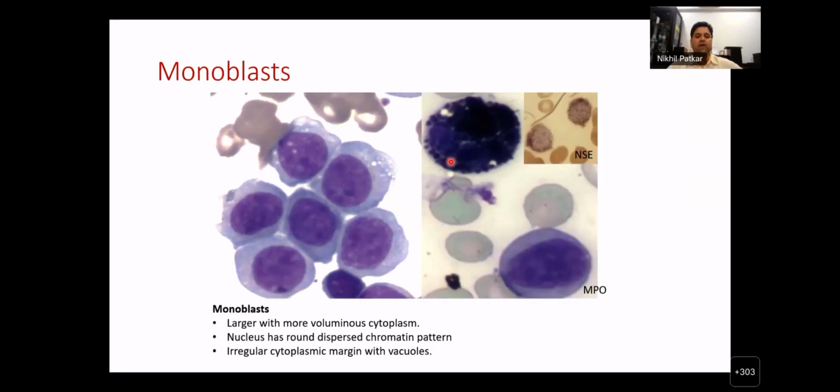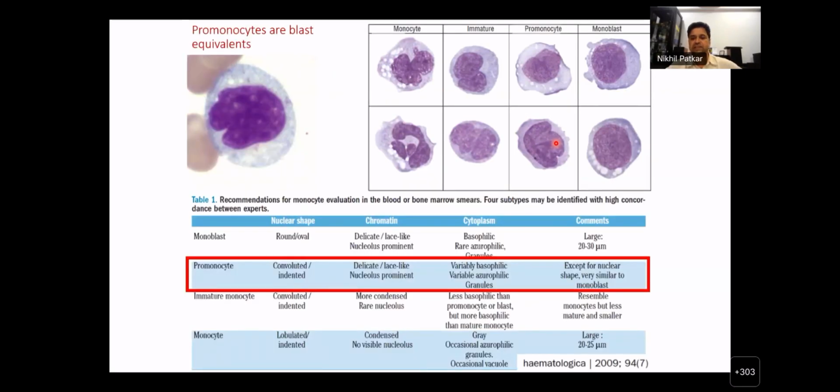And monocytes, as I said, have voluminous cytoplasm, dispersed chromatin, irregular margin, nucleoli, and most importantly, they are MPO negative and positive for non-specific esterase. So this is a wonderful article which you can refer to, of all the different types of monocytic lineage cells and how to distinguish one from the other. The key about promonocytes is they are convoluted or indented, as opposed to monoblasts, which we saw, which are round or oval in shape. Okay. And they can have some azurophilic granules, whereas monoblasts, exactly like we saw, have very, very rare. That means azurophilic granules are not there.